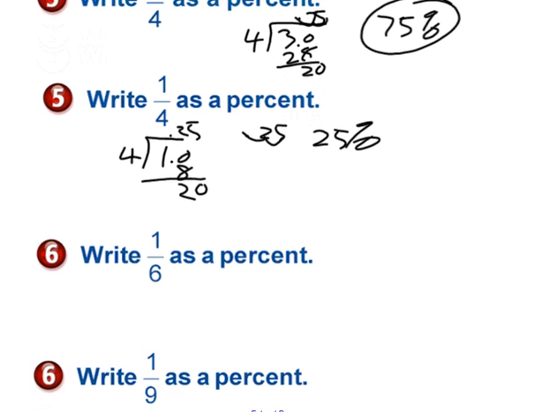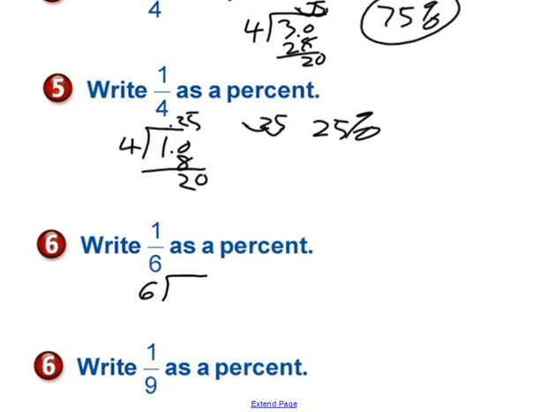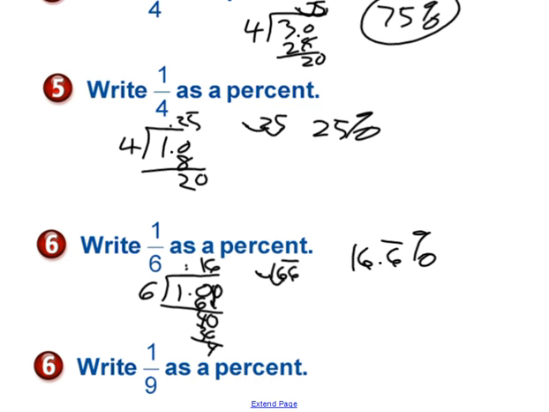1/6 as a percent. I take 6 and actually divide it into the 1. 6 will go into 10 1 time. Subtract, 4, 6 will go into 40 6 times when I bring down the 0. That'd be 36, and I bring down, I still get 4, so it's 0.166 with a bar over it. To write that as a percent, I'm going to move the decimal point 2 places, so it's 16.6 with a bar percent.